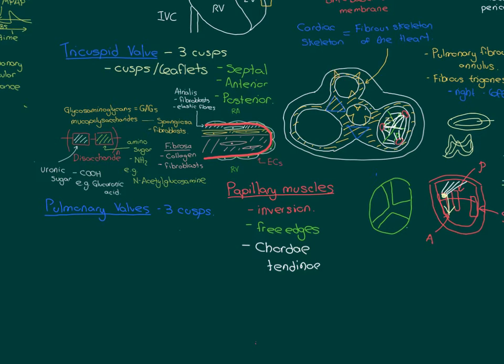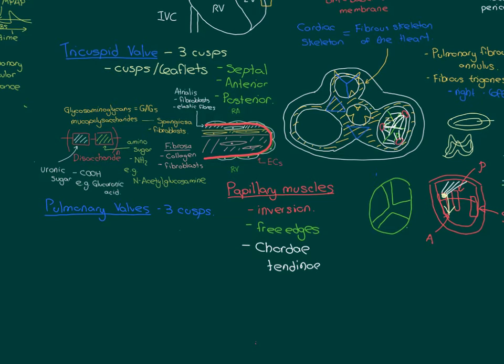Remember, we have this commissure here, and this commissure here. And the 3 cusps are going to be demarcated by those commissures. So it's going to be just like this. These are the 3 cusps in the case of the pulmonary valve.